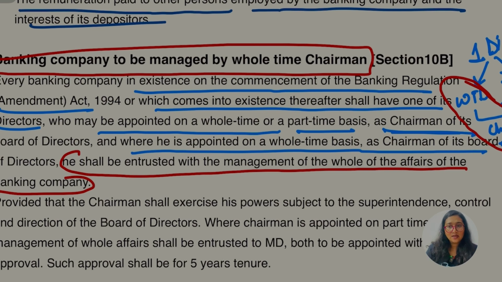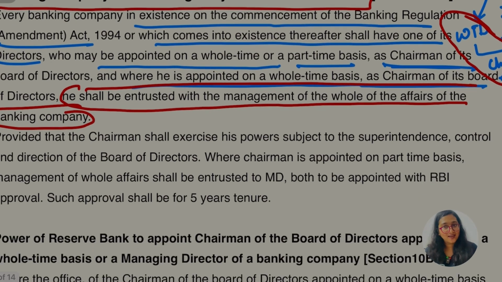So simply, he is fully engaged in the business of banking. They are saying the same thing. Once the person is a full-time director and he is appointed as chairman, then he has to be entrusted with the management of the whole of the affairs of the banking company. So the second point says, provided that the chairman shall exercise his power subject to the superintendence, control and direction of the board of directors.